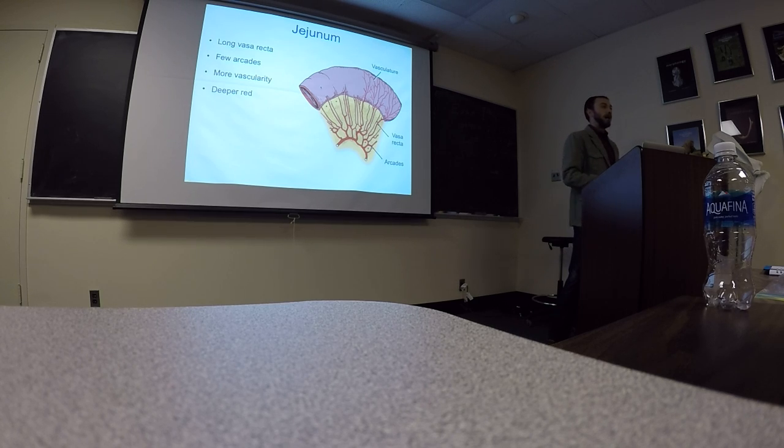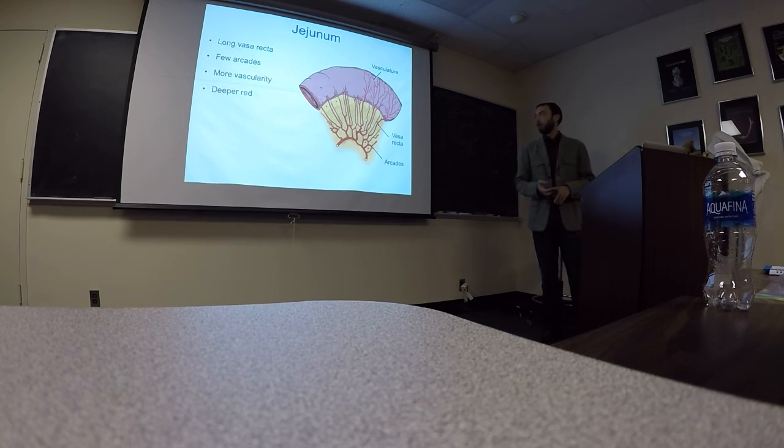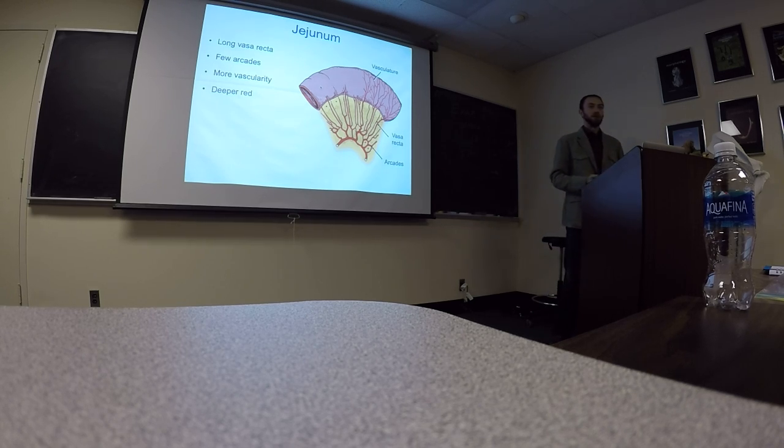The jejunum is more highly vascularized than the ileum, and this gives it more of a deeper red color. The color differences between the two are usually lost in the cadavers. It's hard to look at them and tell them apart. But keep in mind that it's the vascularity that should give them these different colors. We also have a thicker wall in the jejunum.